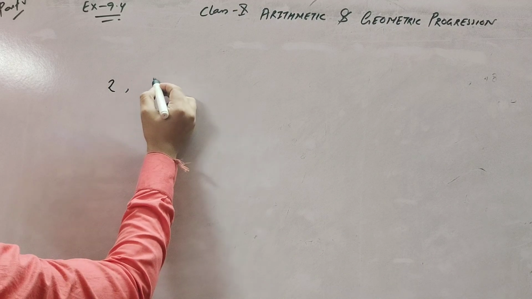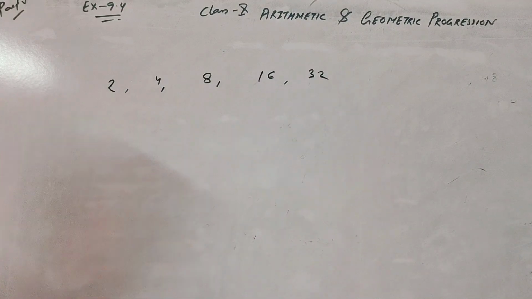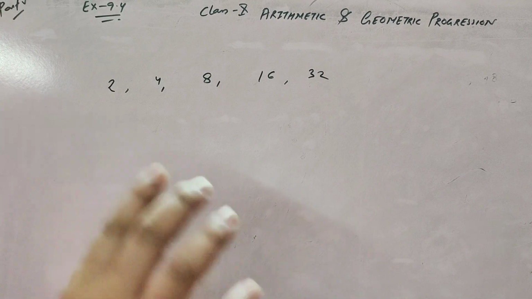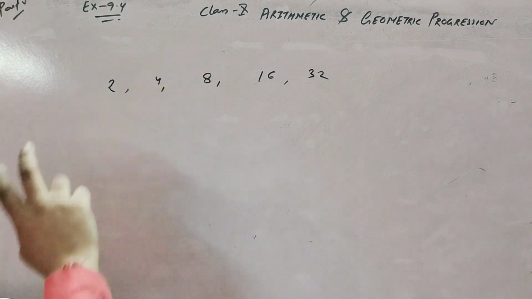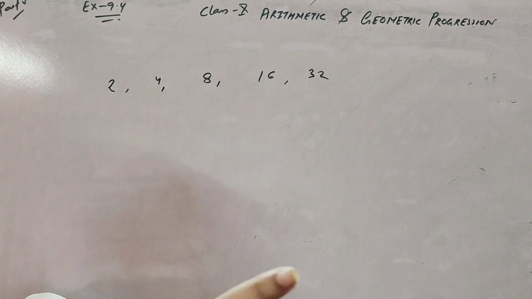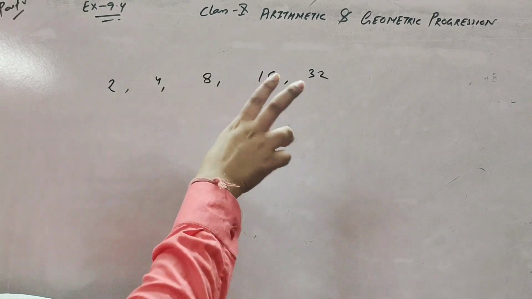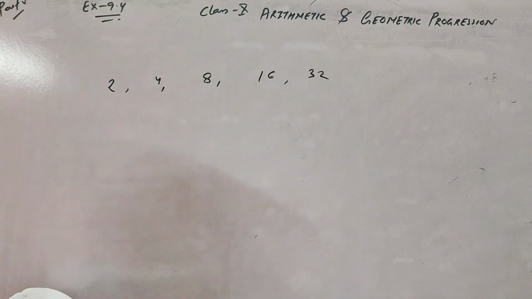See, like 2, 4, 8, 16, 32. In arithmetic progression you see the series increasing or decreasing, that means the series getting added or subtracted. But in the geometric progression you see the number getting multiplied or divided. You see 2 2s are 4, 4 2s are 8, 8 2s are 16. That means 2 is multiplied in all these numbers.